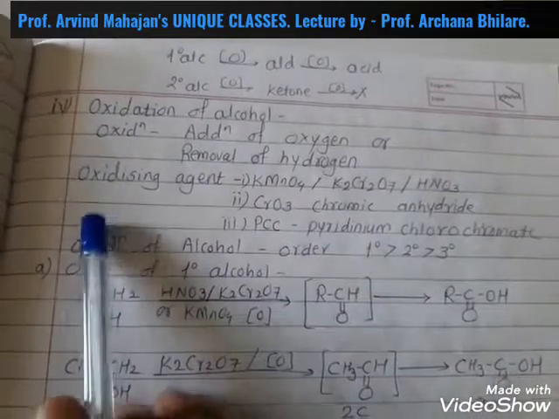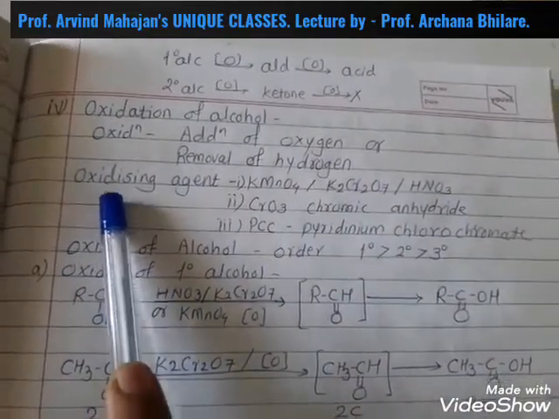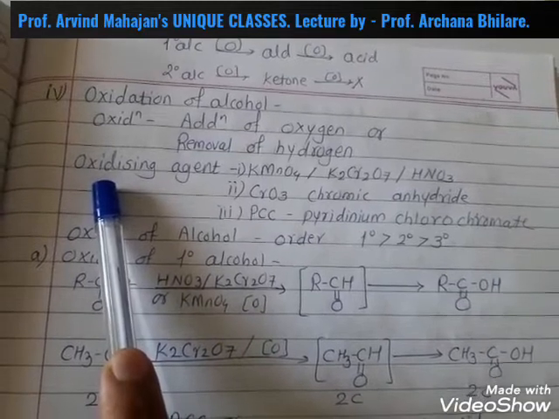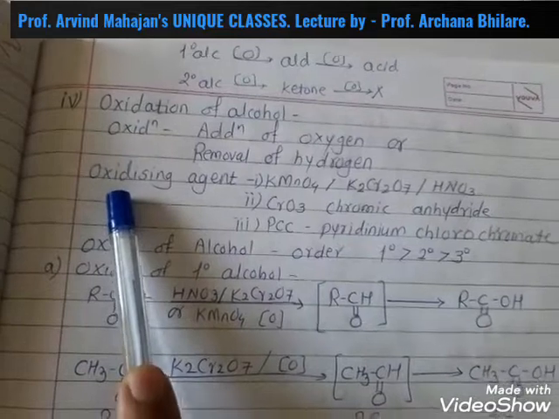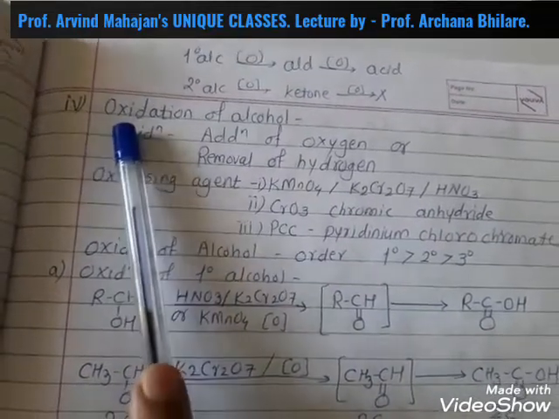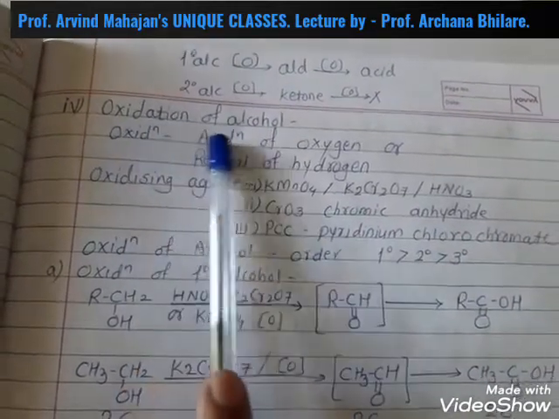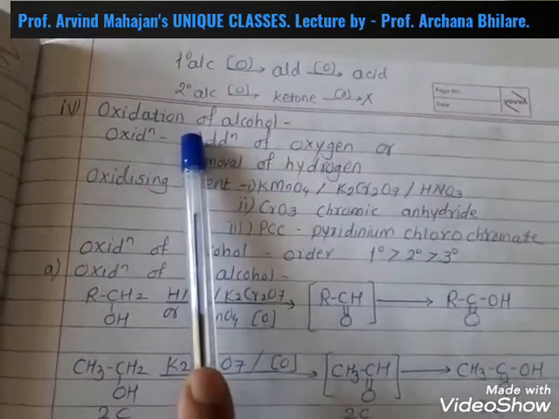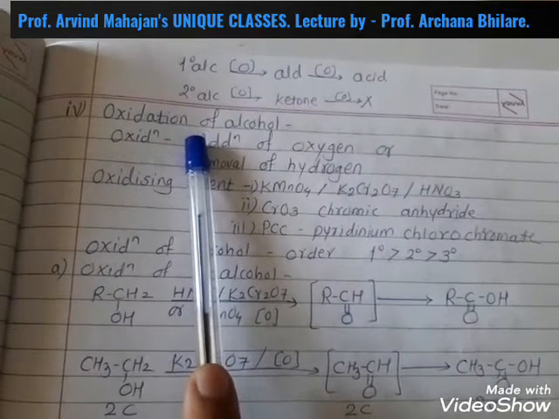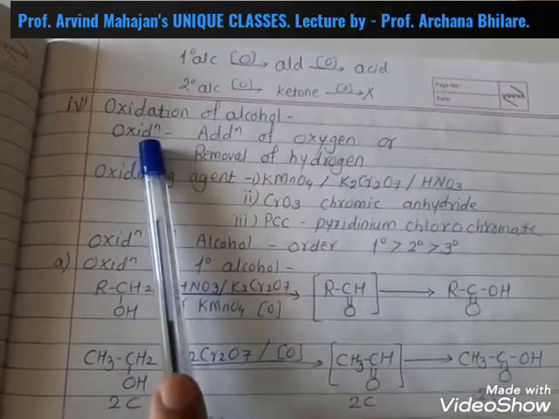Chalo, in the last lecture we discussed reactions of alcohol where there is breaking of the C-O bond, meaning the OH group is replaced by some other group. Now the next type of reaction is oxidation of alcohol. Actually, this reaction is used as a distinguishing test between alcohols. So how does it work?